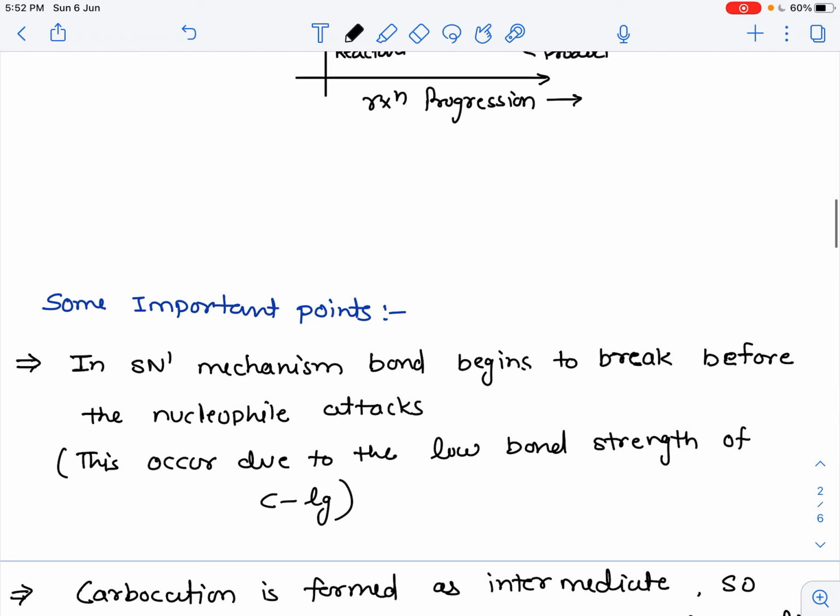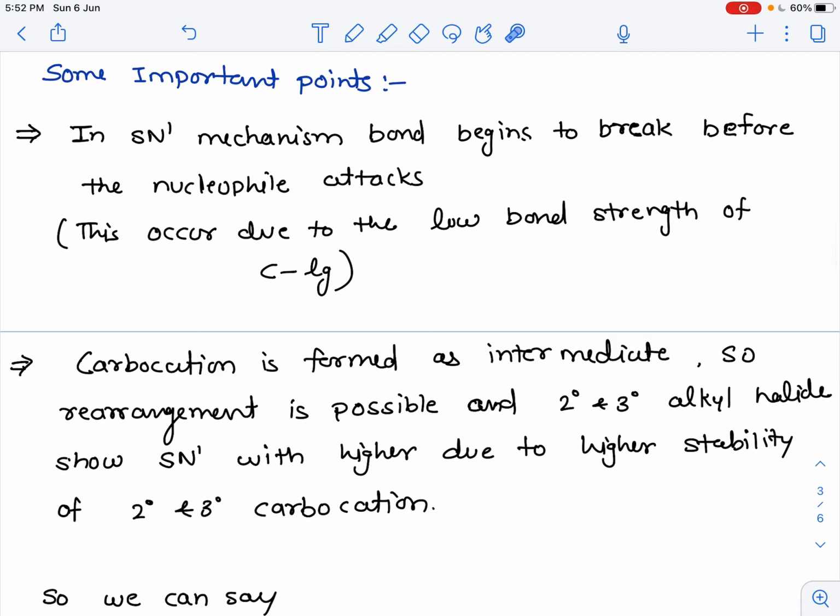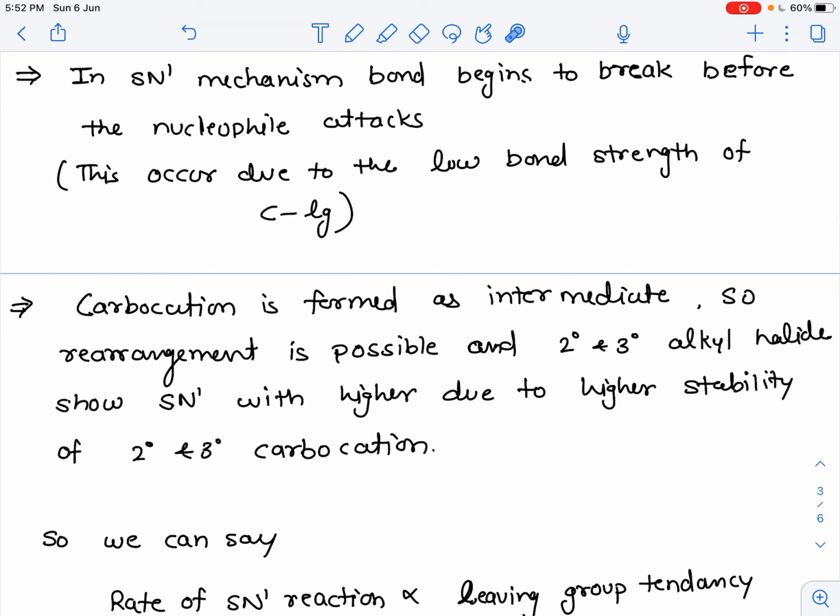Any doubt in this? Okay, now some important points which we will see. I already explained this. In the SN1 mechanism, the bond begins to break before the nucleophile attacks. Yes, the leaving group will be leaving before the attack of the nucleophile. Carbocation is formed as an intermediate, so rearrangement is possible, and 2 degree and 3 degree alkyl halides show SN1. Why? Because in the previous video we have seen that 3 degree is most stable, 2 degree then less, and the 1 degree and the methyl are least stable. SN1 is higher due to the higher stability of the 2 degree and 3 degree carbocation.